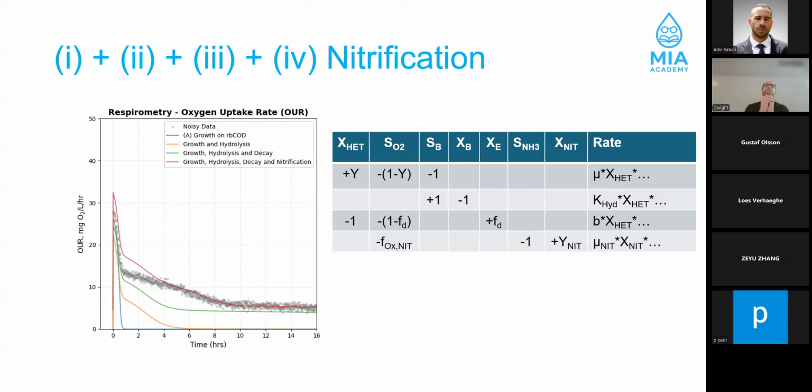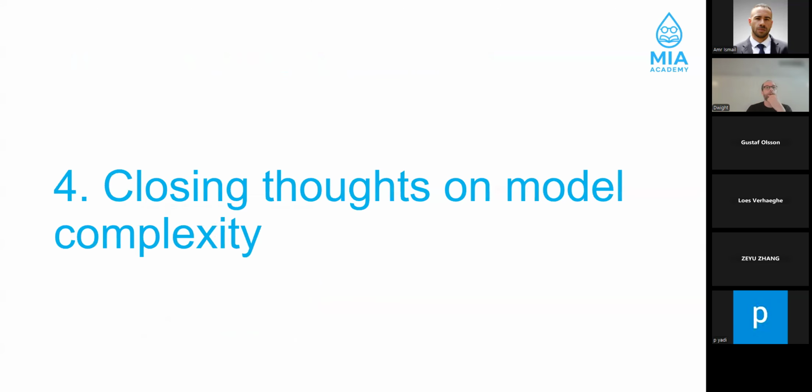And so this is basically the approach that was taken in the 70s and the 80s to use respirometry data and data from operating systems to develop the model structure we use today. So that brings me to the end. I have a few slides left to talk a little bit about model complexity.